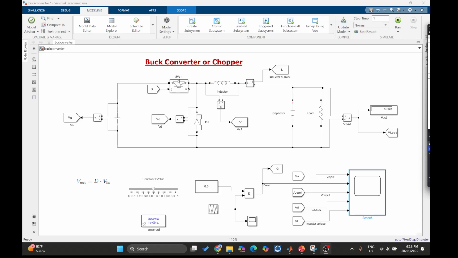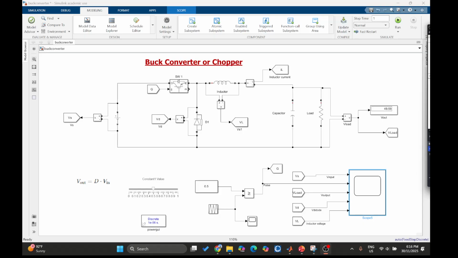Today we are building and analyzing a buck converter in MATLAB or Simulink. I will show you how it works, how the waveforms look, and we will break down every part of the circuit in a clean and practical way. Let's get straight into it.